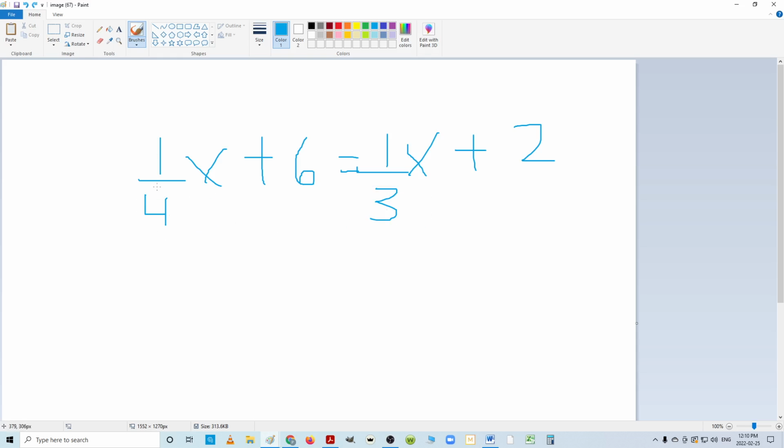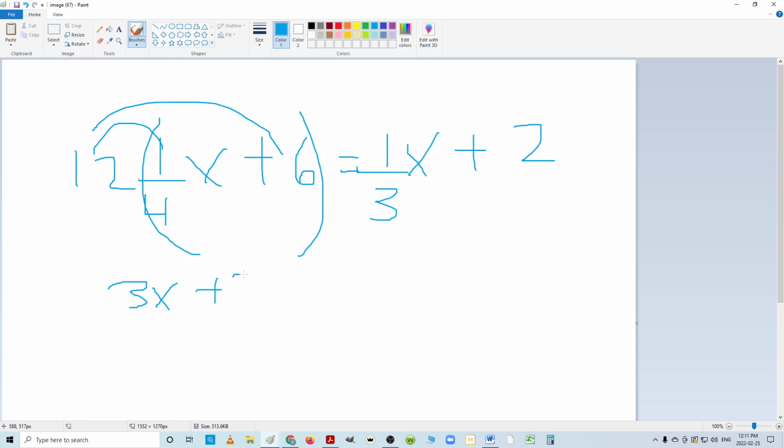both go into 12. So if I multiply this left side by 12, 4 goes into 12 3 times. 3 times 1, 3x. 12 times 6 plus 72. The right side I also have to multiply by 12. What's 12 times 1/3 x? 3 goes into 12 4 times. I get 4x. And then what's 12 times 2? Plus 24. Boom. The fractions are gone.